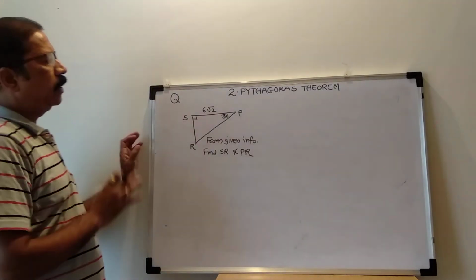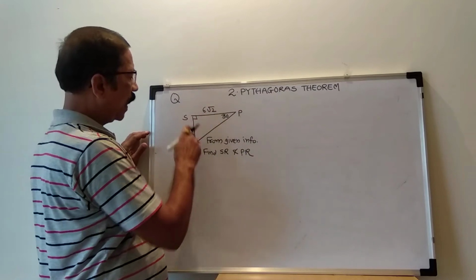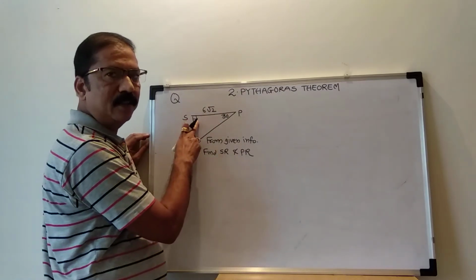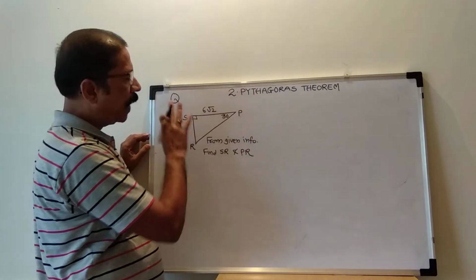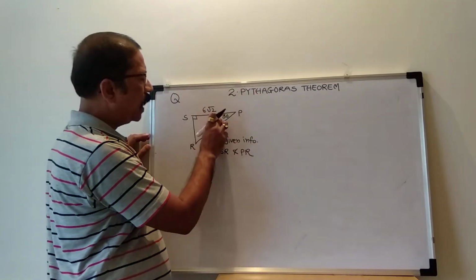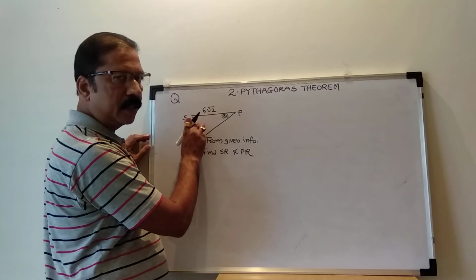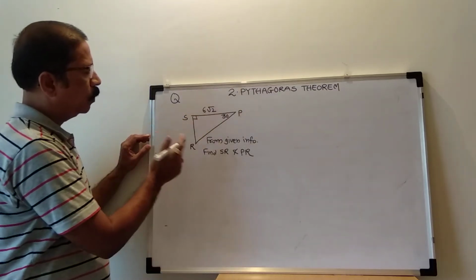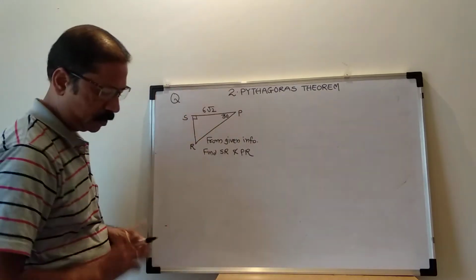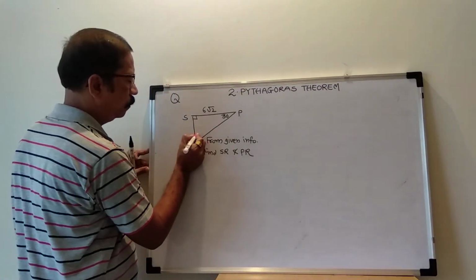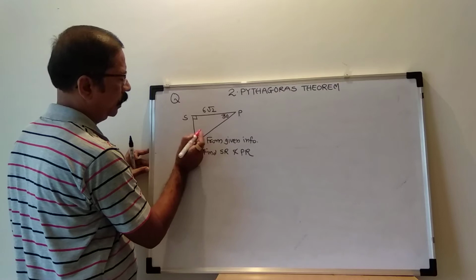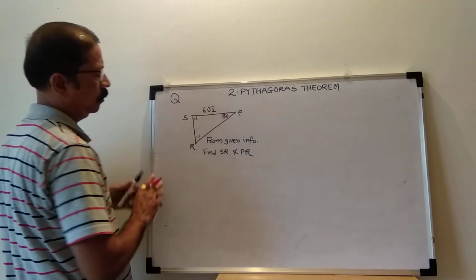If you observe the diagram, you will come to know the triangle is a right angle triangle because one angle is 90 degree, one angle is 30 degree. So by angle sum property, if one angle is 30 and another angle is 90 degree, the remaining angle will automatically be 60 degree. So this angle will become 60 degree, even though it is not mentioned here.